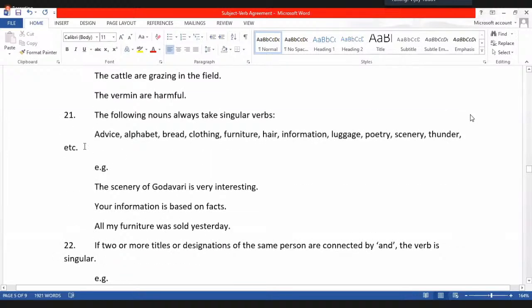Then another, all these nouns take singular verb. See, advice, alphabet, bread, isn't it? Bread is singular, isn't it? Don't say one bread, two bread, three bread. No. In place of this, what you can say? A piece of bread, two pieces of bread, three pieces of bread, isn't it? So, but bread is singular.